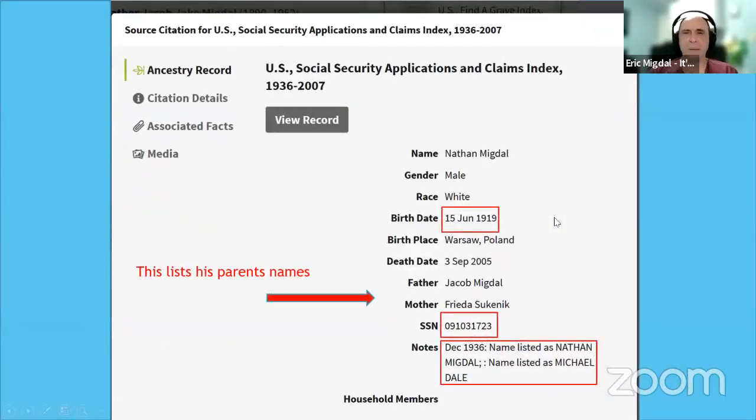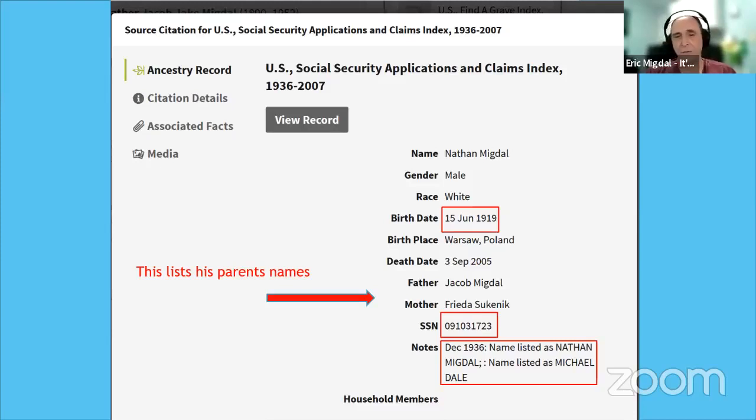Associated with that is the Application and Claims Index, showing the same birth date, but this one has more information. It shows where he was born. It says Warsaw, Poland. And it also lists his parents' names, including his mother's maiden name. The Social Security numbers match, so I know it's the same person.